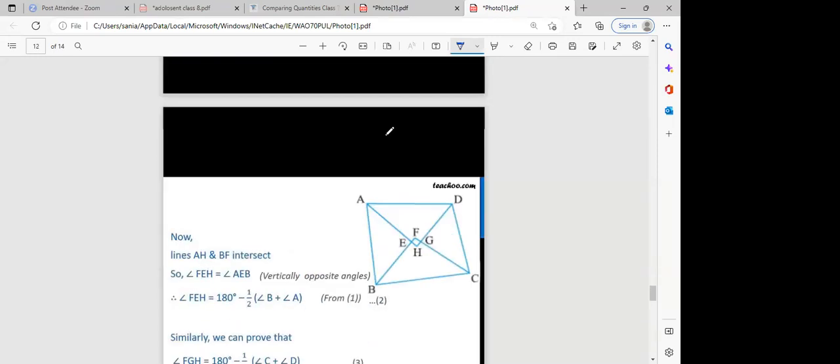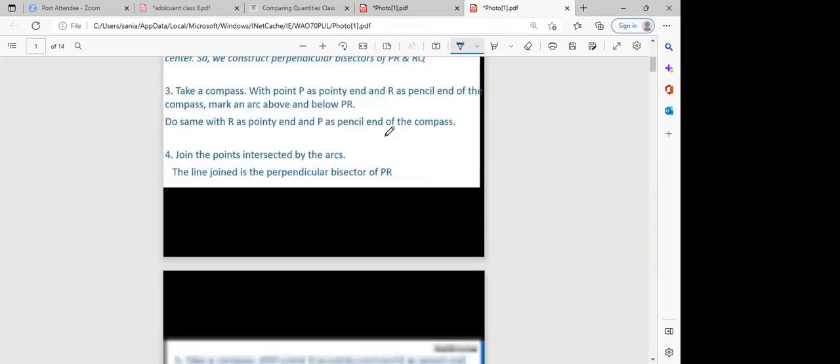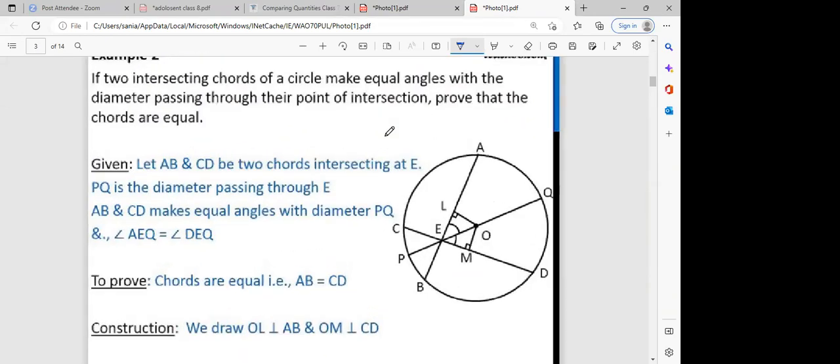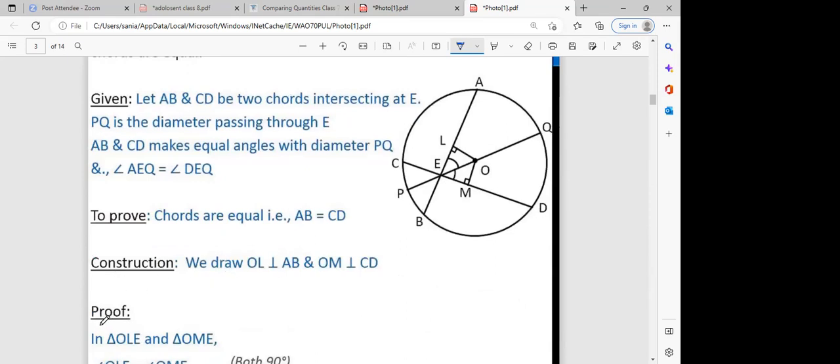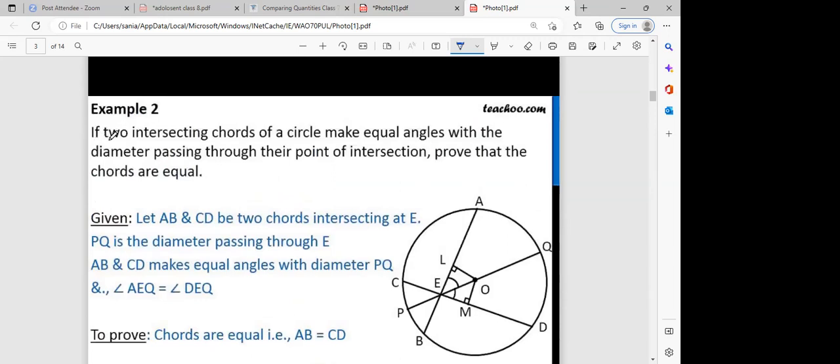Yes, ma'am, done. Okay. Now let's start with example number 2. Example number 2, very, very important. Again, not that much, but yes, important. First read what they are saying. Every time you have to write given, meaning whatever is given in the question, and then what you have to prove, and then construction if there is any, and then proof. So they are saying if two intersecting chords. Now, ma'am, what is a chord? A chord is basically, for example, this. If a circle is passing like this, this is the line that touches two points of the circle. That is a chord.